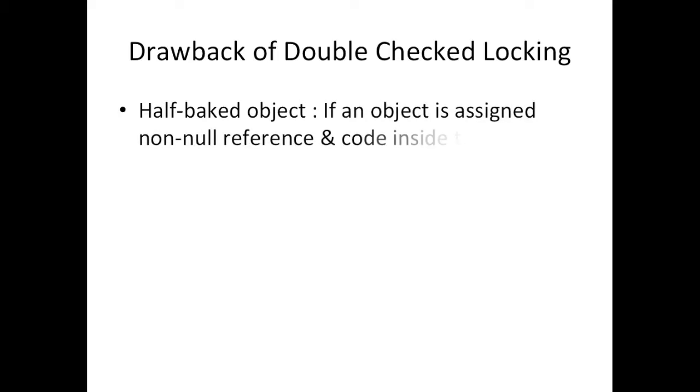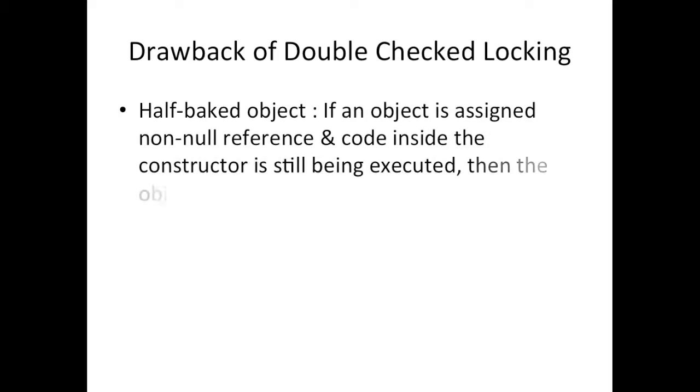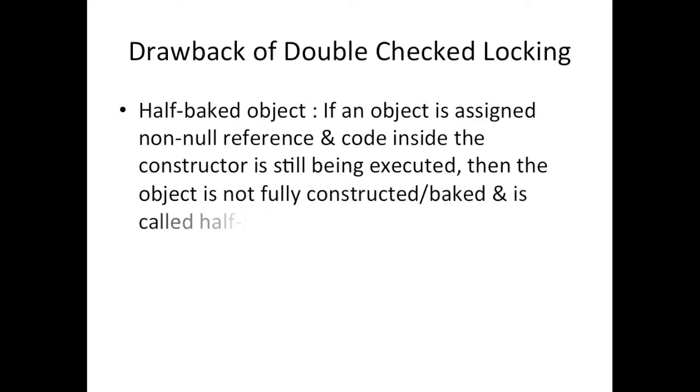Now we need to understand the concept of a half-baked object. Suppose an object is assigned a non-null reference and code inside the constructor is still being executed, then the object is not fully constructed or baked, and this is called a half-baked object. Now by this time, if you are not clear about what a half-baked object is, just pause the video, go back a couple of seconds and rewind it just to understand what the steps of object creation are. I'm sure you will understand it.